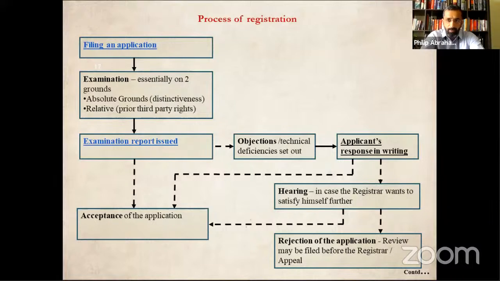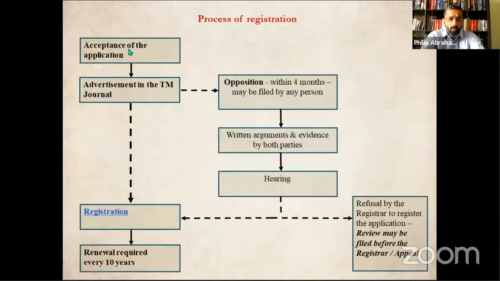So the Intellectual Property Appellate Board is one of the tribunals that got abolished by the act passed by the government in the monsoon session. Now, once the application is accepted, then it is advertised in the Trademarks Journal. It remains advertised for a period of 4 months. And if there are no oppositions, the mark goes on to registration.